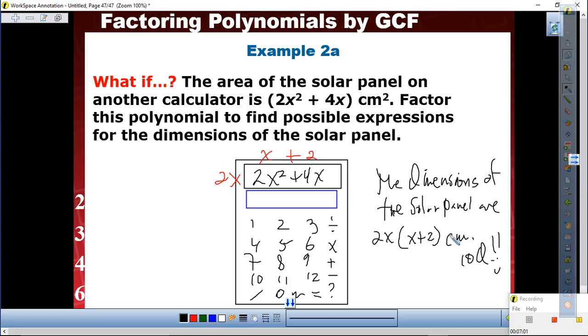Talk it over, why didn't I write centimeters squared? Why didn't I write centimeters squared? Okay, ready? Hold on. Because we're finding the dimension instead of the area. So we already have the area.